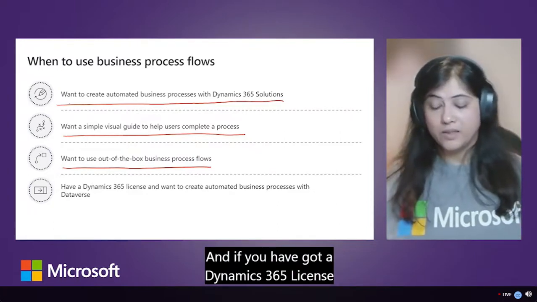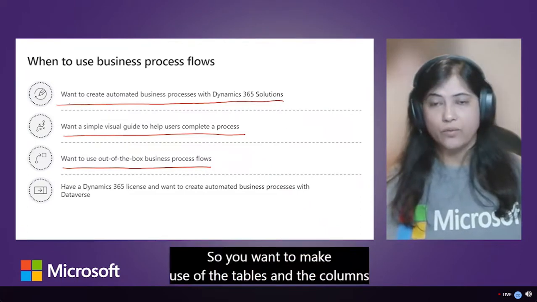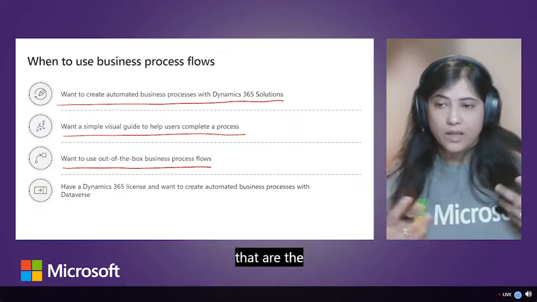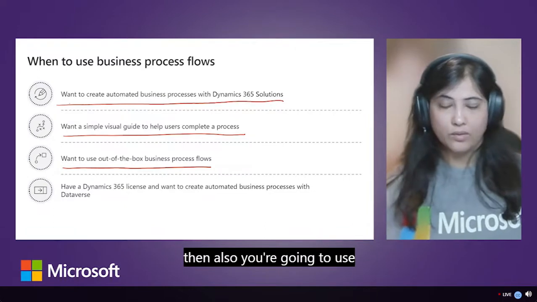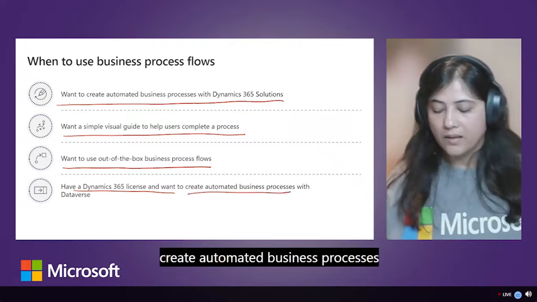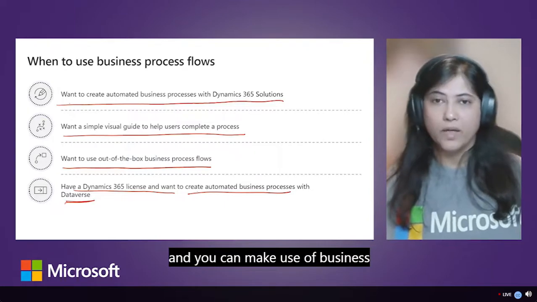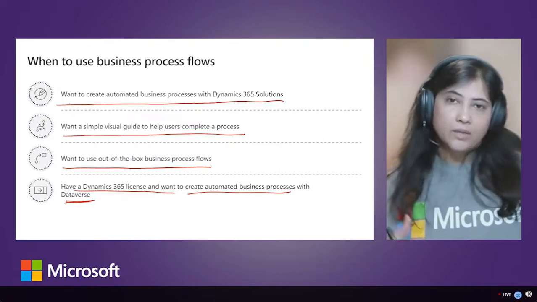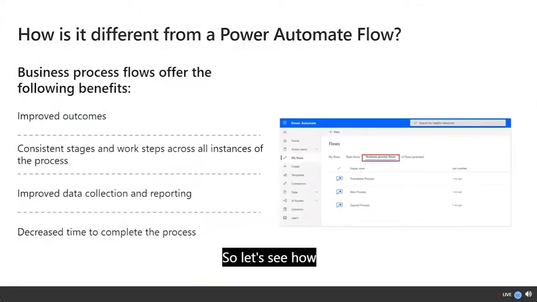And if you have a Dynamics 365 license and you want to create automated business processes with the Dataverse, so you want to make use of the tables, the rows and the columns in that Dataverse, then also you're going to use the business process flows. So how are these different from your Power Automate? Let's see how business process flows are different from a Power Automate flow.